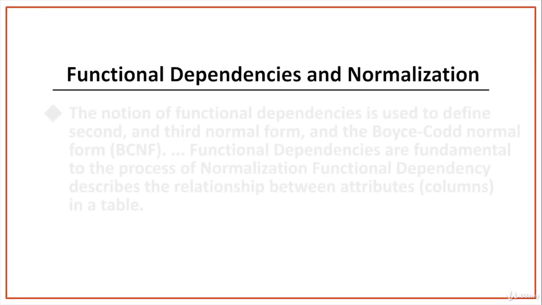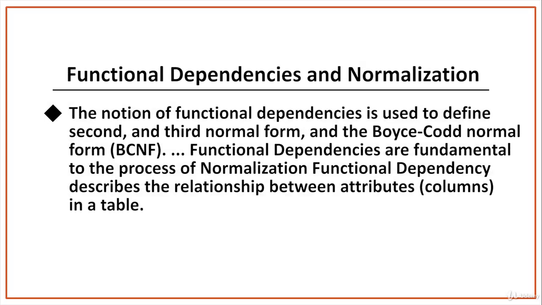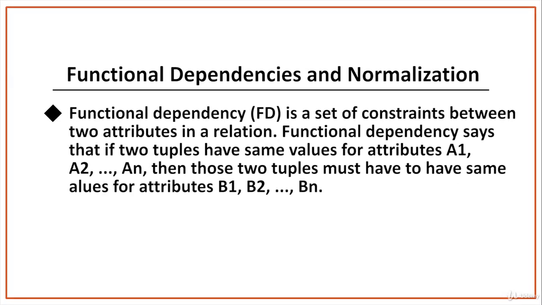The notion of functional dependencies is used to define second and third normal form and the Boyce-Codd normal form, or BCNF. Functional dependencies are fundamental to the process of normalization. Functional dependency describes the relationship between attributes, like columns in a table. Functional dependency, or FD, is a set of constraints between two attributes in a relation.